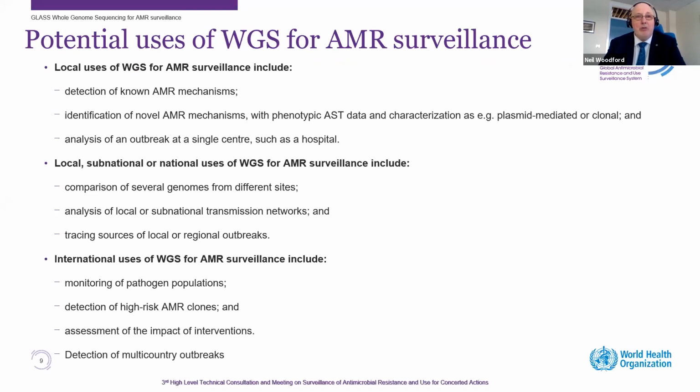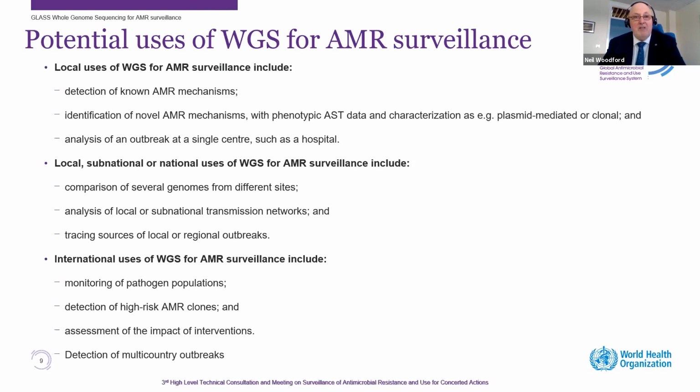So the potential uses for AMR are shown here. They can be applied at different levels, as we'll see in some of the subsequent slides. They can be used locally for detecting resistance mechanisms, for the identification of novel mechanisms. The same applies at local or subnational and national level, but here you can start to compare isolates that have been collected at different surveillance sites.